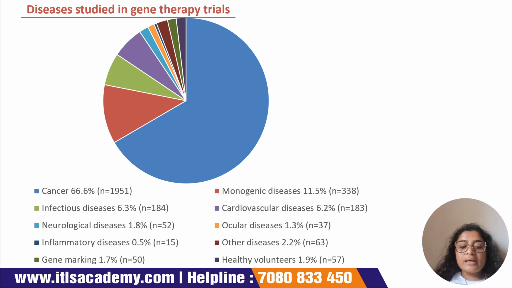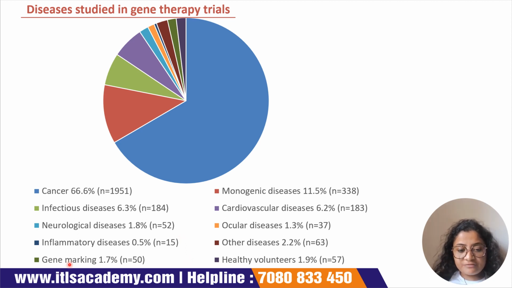Now, in this slide, I have given a nice pie chart which explains the different diseases which have been studied in gene therapy trials. So, see, the maximum percentage goes to cancer, 66.6%. Then the light green part accounts for 6.3%, where we have the infectious diseases. Then we have the light blue part, which stands for 1.8% for the neurological diseases like Parkinson's disease, Alzheimer's disease, etc.